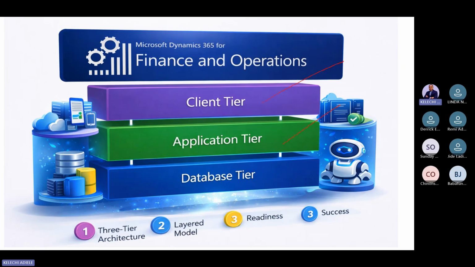The last layer is the database layer, which is the data layer. That's where information sits. This is where all data is stored. So see the database layer like a storage room of the system. So this is the storage room. This one is the brain. And this is the user interface.